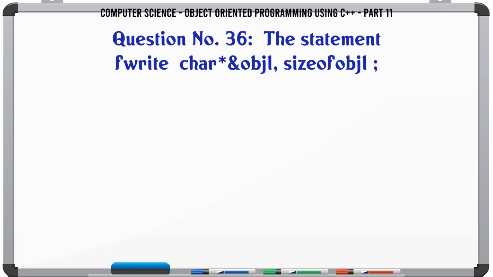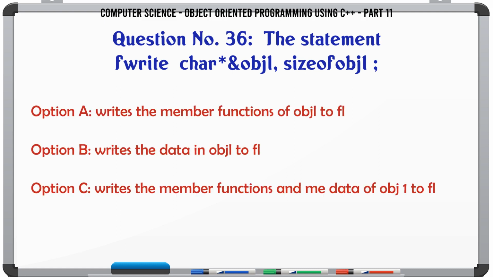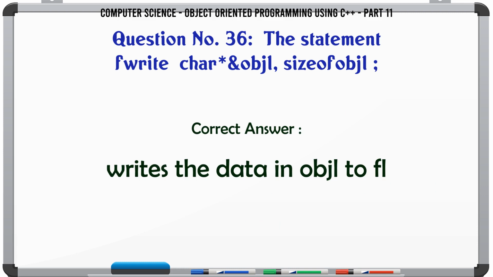The statement fwrite((char*)&obj1, sizeof(obj1)) A. Writes the member functions of obj1 to f1. B. Writes the data in obj1 to f1. C. Writes the member functions and the data of object 1 to f1. D. Writes the address of obj1 to f1. The correct answer is writes the data in obj1 to f1.